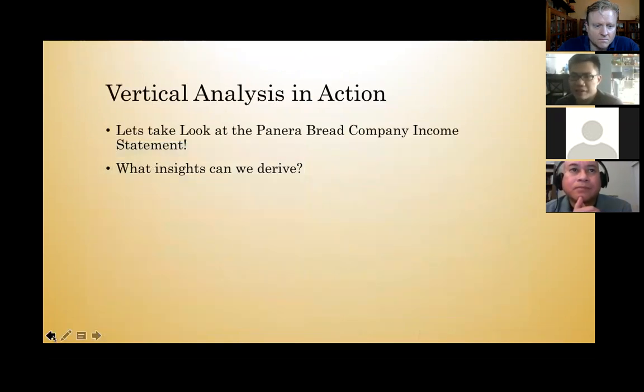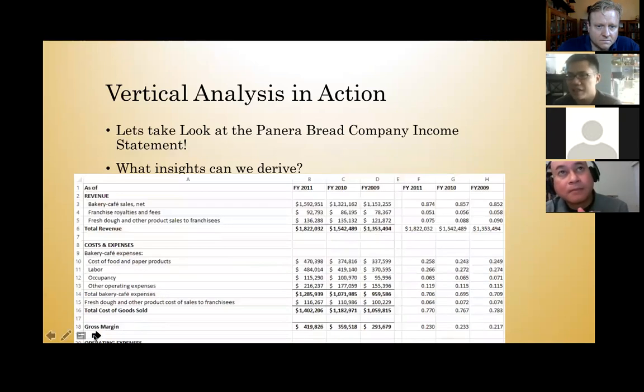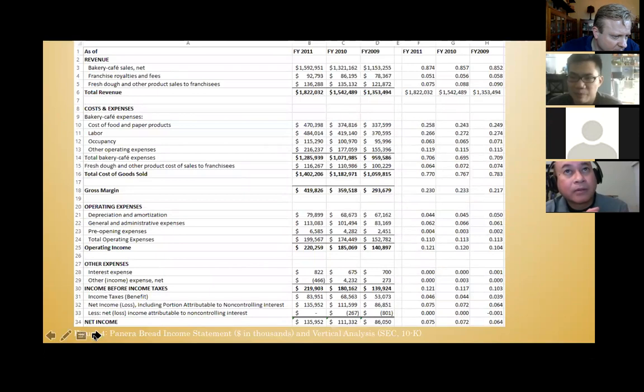Yep. So now let's look at a little bit more complex example. What we saw earlier was just a pretty simple sheet. Now let's look at the Panera Bread company's income statement that was in our slide, and we can see what sort of insights we can derive. Taking a look at year-over-year revenue, we can see that there's a small trend where bakery cafe sales are starting to contribute more. Actually, taking a step back, to the left you see the cash flows, and to the right you see the vertical analysis.